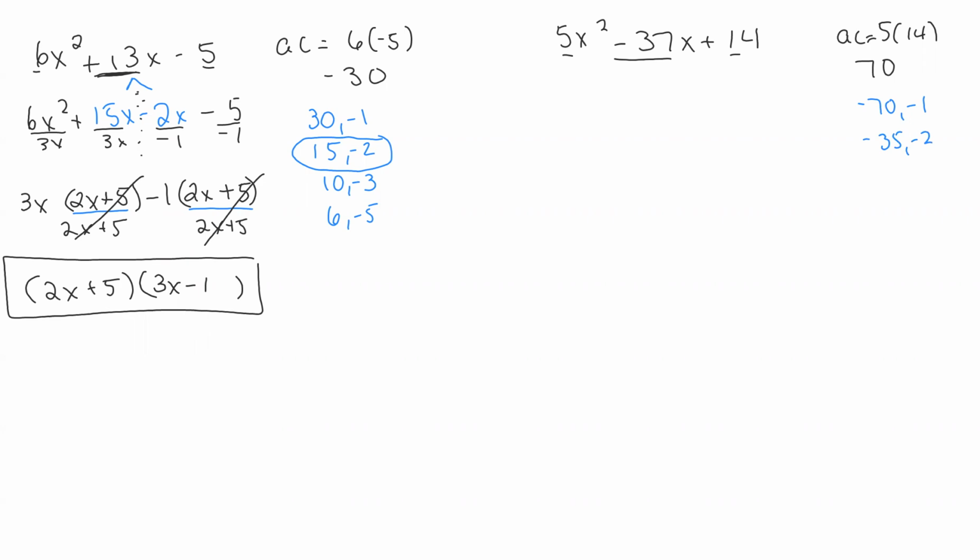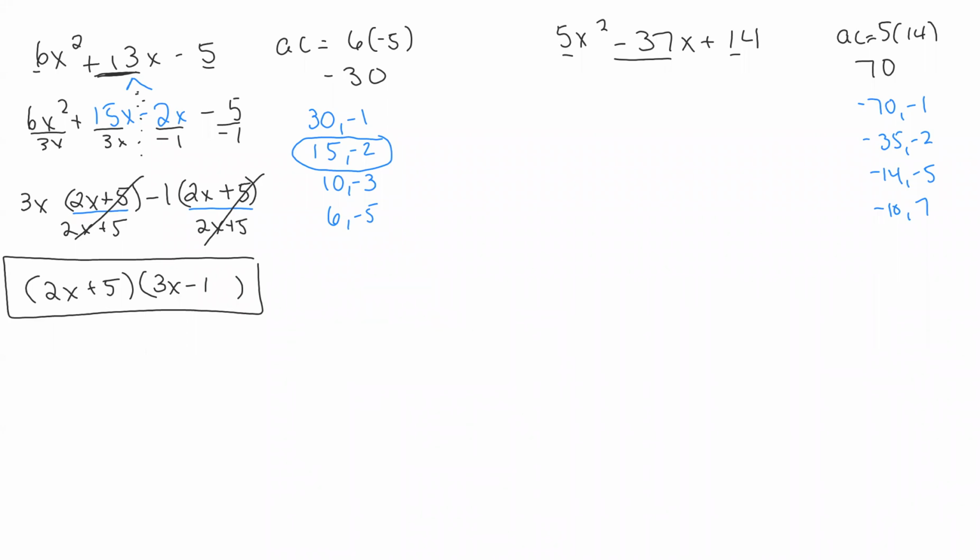Let's see, 70 is not divisible by 3. It's not divisible by 4. It is divisible by 5. We could have negative 14 and negative 5. 70 is not divisible by 6. It is divisible by 7. We could have negative 10 and 7. And that's pretty much where we're going to stop.